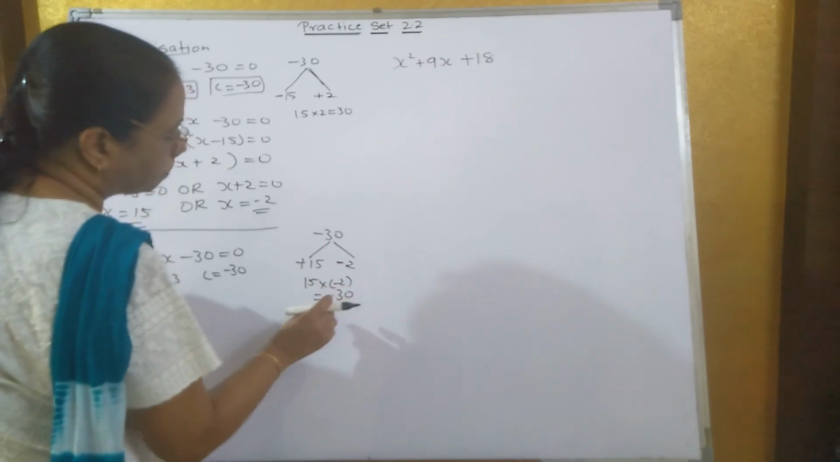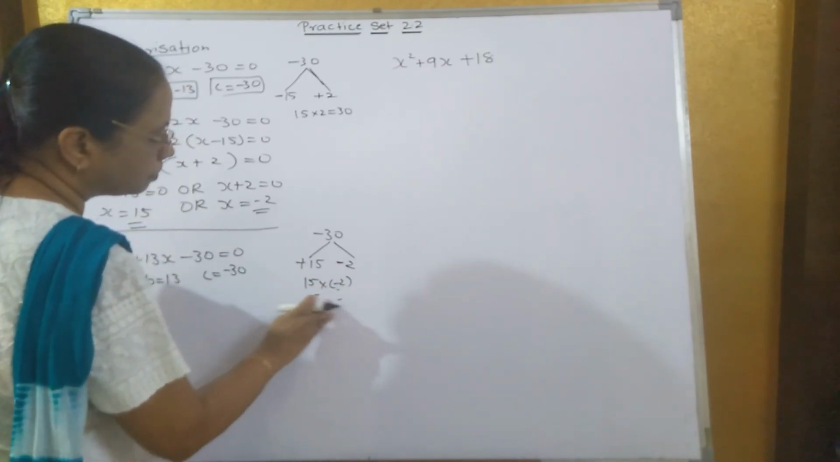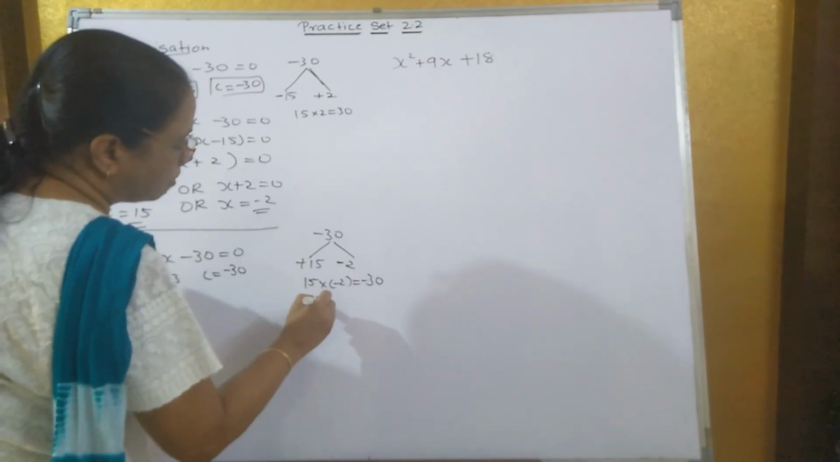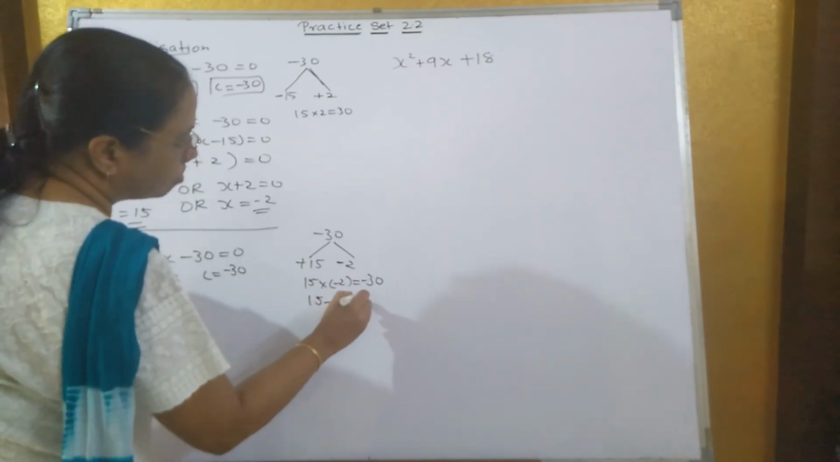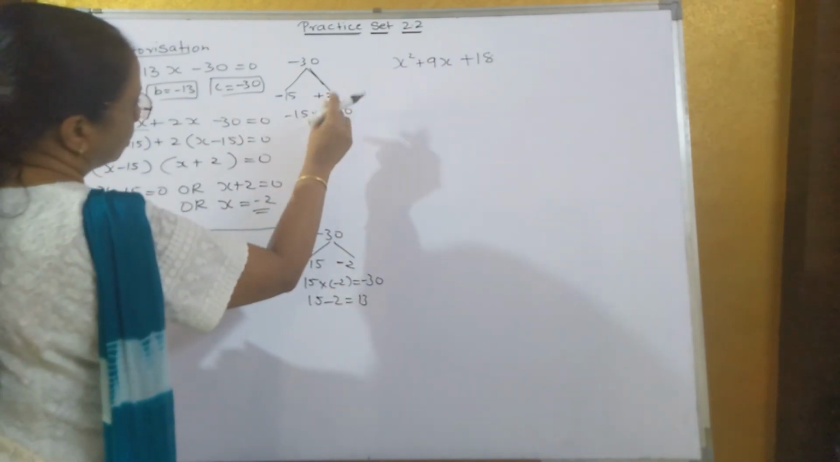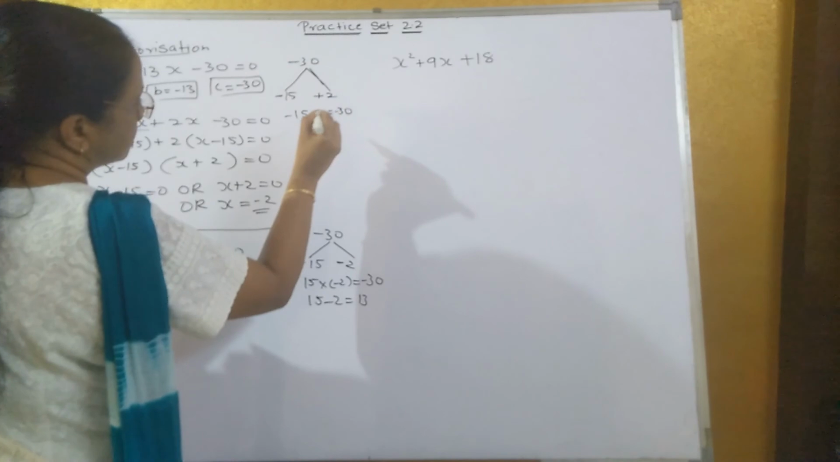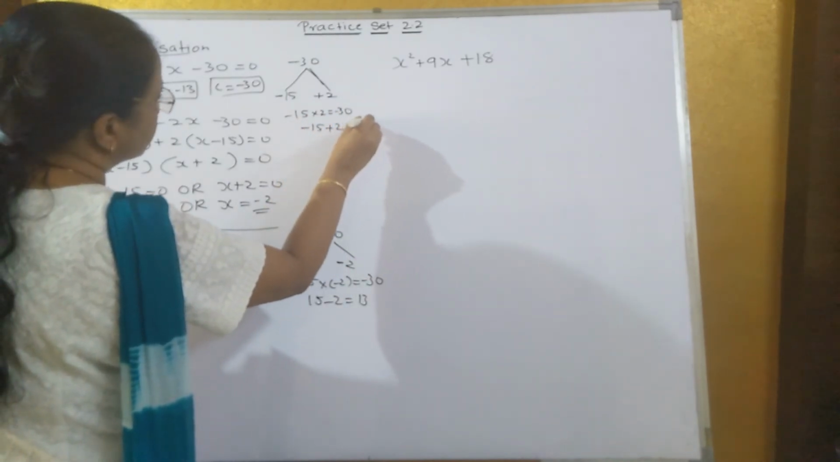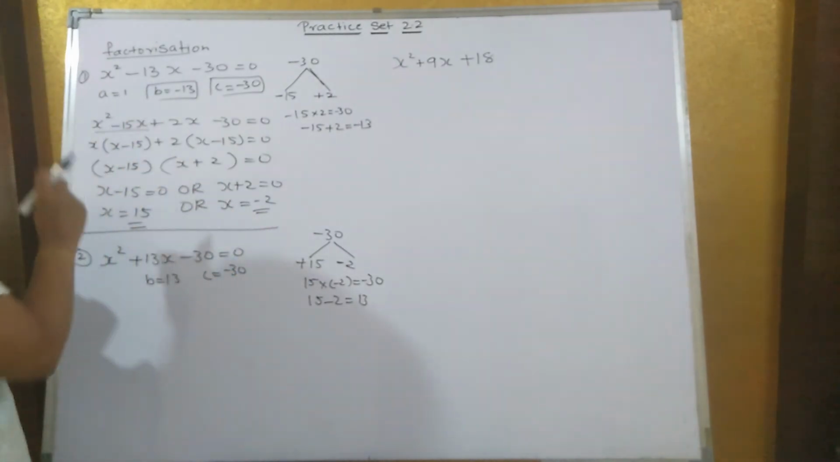Minus 30. You will get minus 30. And 15 minus 2 is equal to how much? 13. Over here also, minus 15 into 2 you will get what? Minus 30. Similarly minus 15 plus 2 will be equal to what? Minus 13. So that is how you will get.